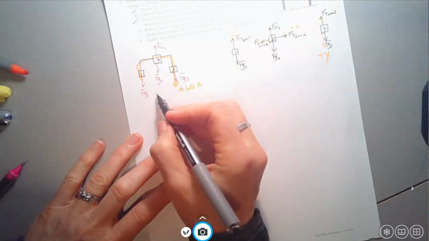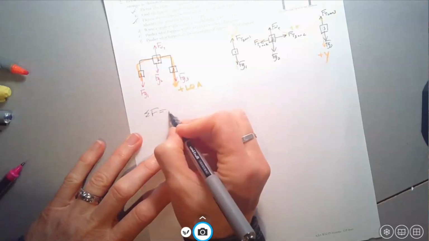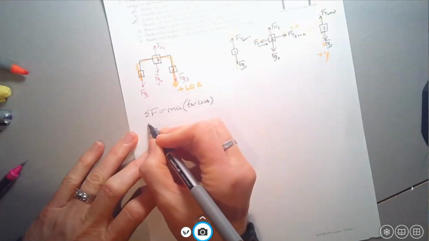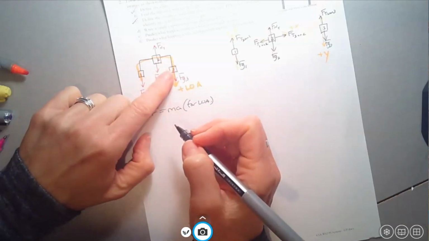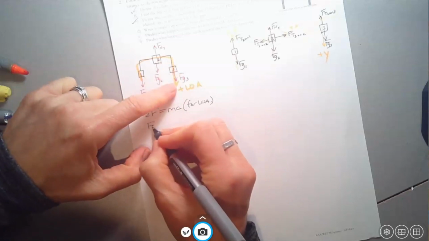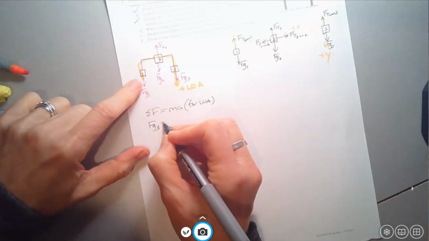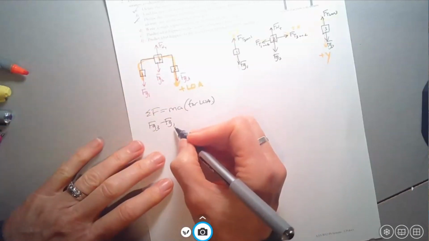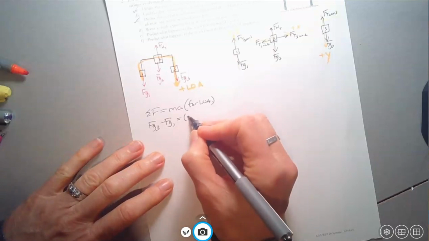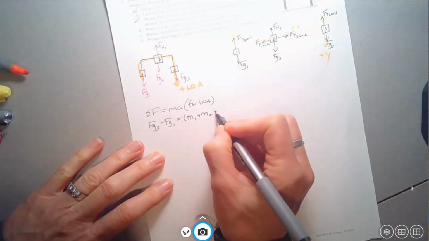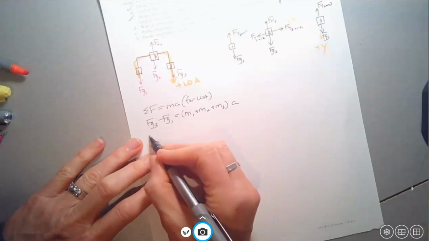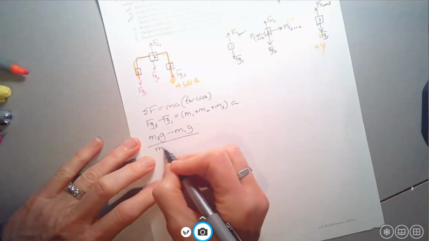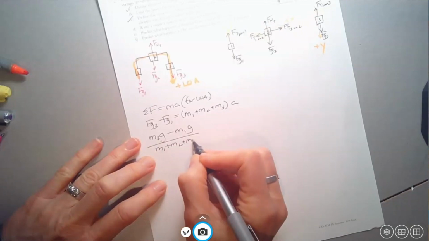If I'm going to write Newton's second law for my line of action, then I'm going to write what forces are along the line of action. Well, this one's in the positive direction. This one's in the negative direction. These two are perpendicular to the line of action, so they don't affect it. And then you have the total system mass times acceleration. So you have m3g minus m1g over m1 plus m2 plus m3.